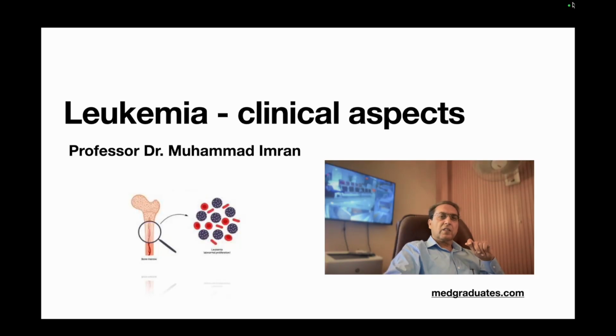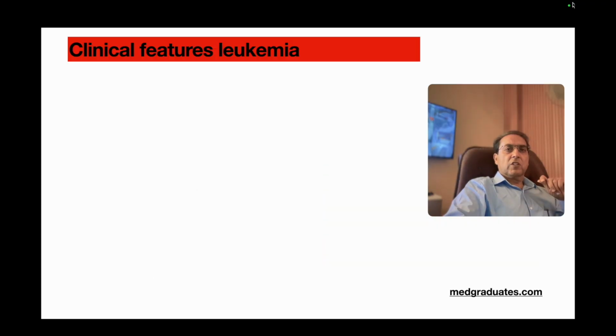In the last video, we discussed the classification of leukemias. Now we're going to see the clinicals of leukemias. The clinical features of leukemia depend upon the rapidity of the onset. The acute leukemias present differently, while the chronic leukemias present differently.